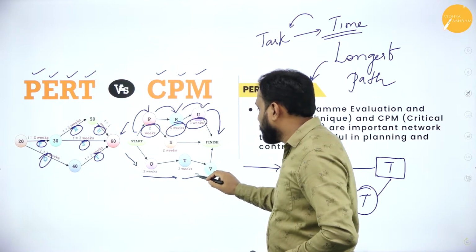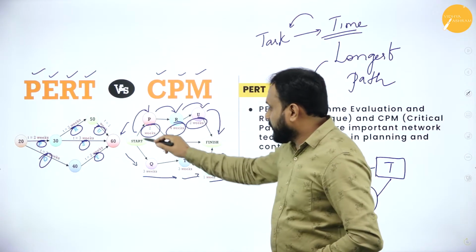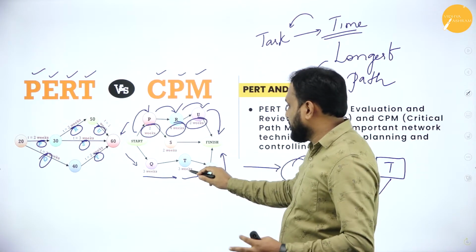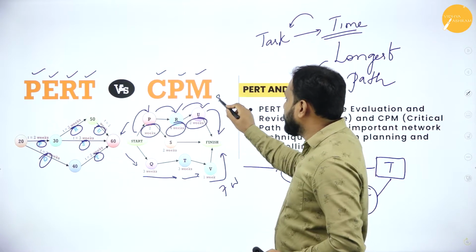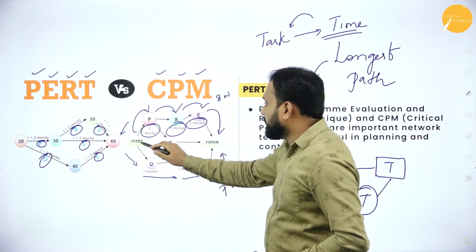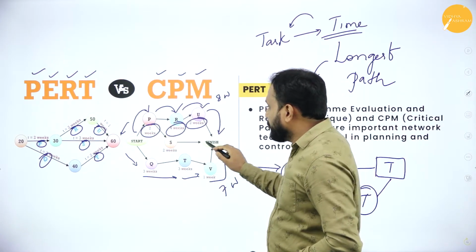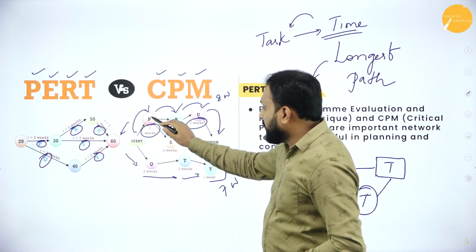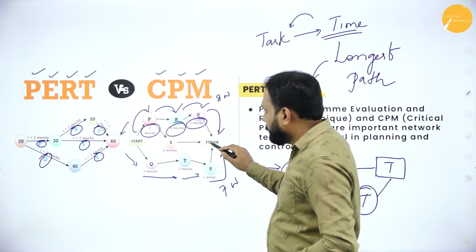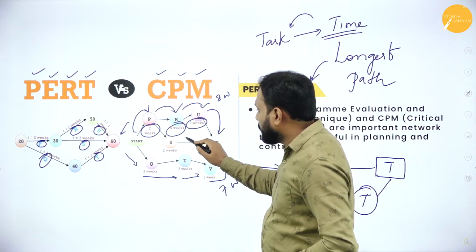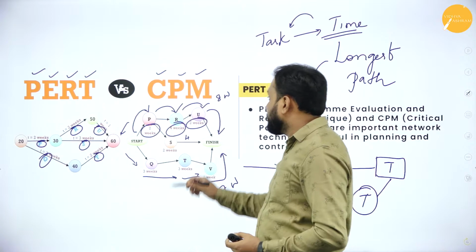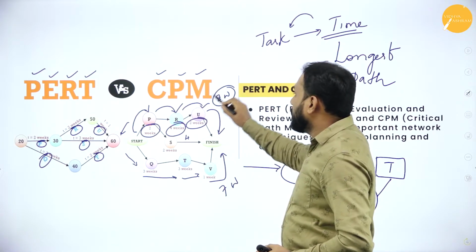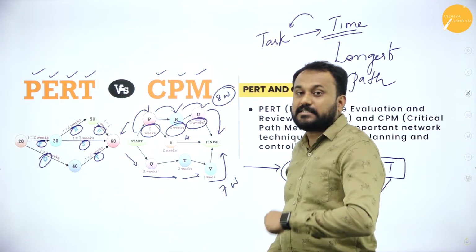Now here to finish this other path, 3 weeks plus 3 is 6, 6 plus 1 is 7. Here you went with 7 weeks, there you went with 8 weeks. Now there is another path like this: P, then S and finish. Now 2 plus 2 is 4. Now here you have 4. Now which is the critical path? The longest path is called the critical path.